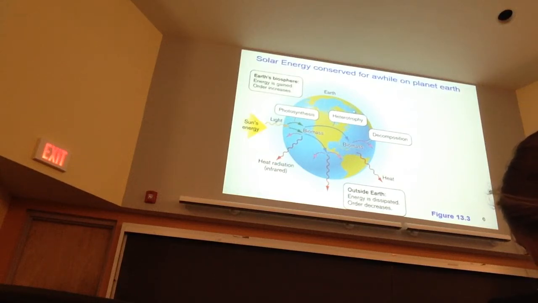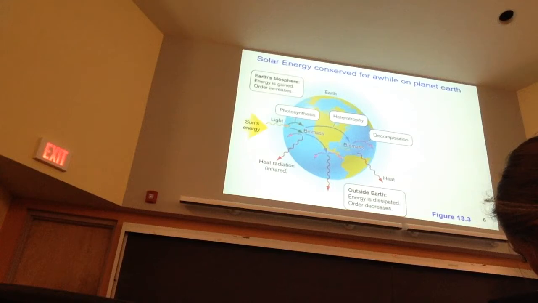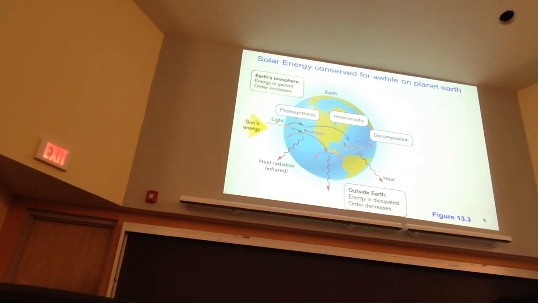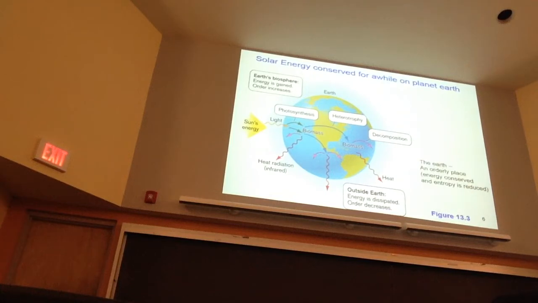So we have this wonderful temporary building of order out of what, from outside the Earth, is fairly chaotic, and then when we release energy, it becomes chaotic again. So it's just interesting how this is part of what we do, is bring order out of chaotic substrates. That's what metabolism is about. Okay, so in an orderly place, energy is conserved and entropy is reduced.